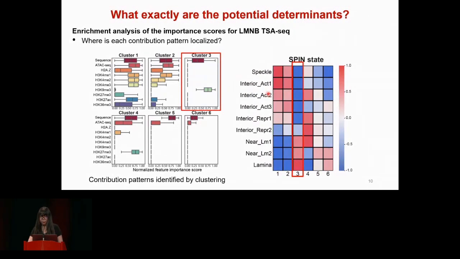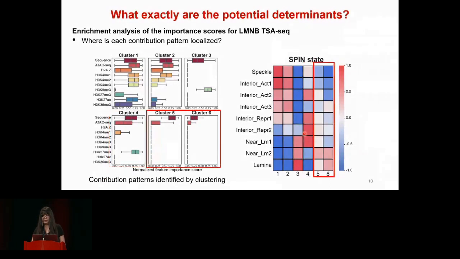So cluster 3 has a strong association with the lamina-related states like near lamina and lamina here, making it a very good marker for the prediction. This is consistent with the previous findings that H3K9 trimethylation is enriched in the lamina-associated domains. And we also have cluster 4 with the unique contribution from H3K27 trimethylation. It is not directly within the lamina, but it is located in close proximity to the lamina states, so it might potentially mark the boundary of the lamina-associated domains.